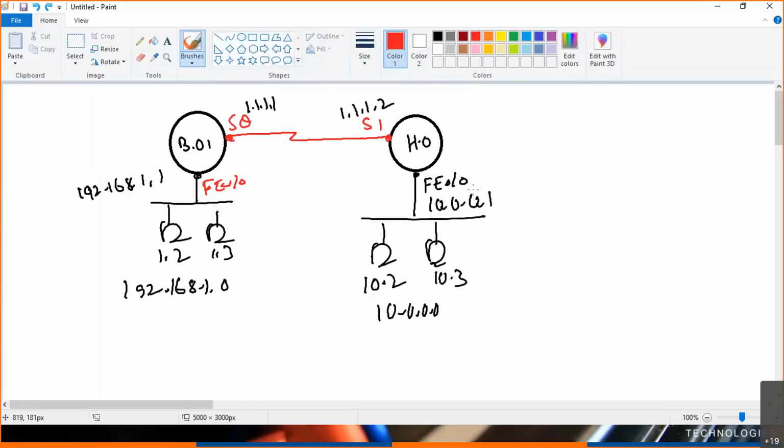Do you have any doubts in static routing? Any doubts, guys? No? Okay.